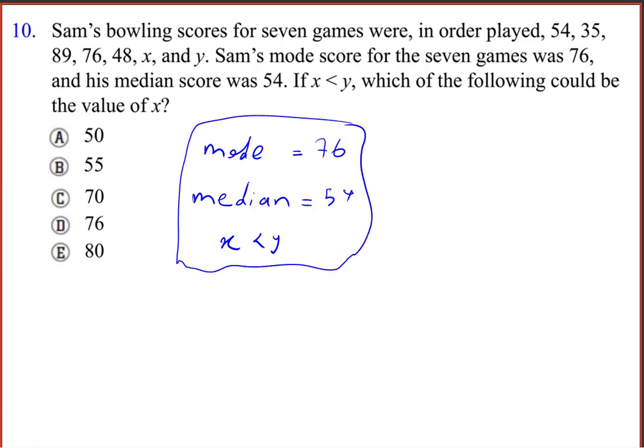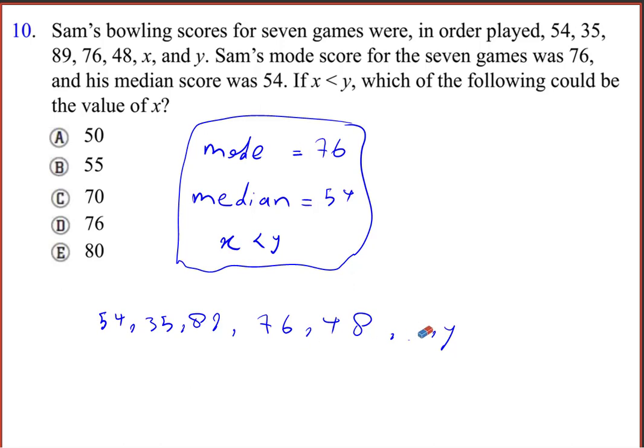Now let's solve it. We should know the definition of mode and median. If you don't know, learn it. Mode is the number that is repeated more than the other ones. Look, every number, let's write them in here: 54, 35, 89, 76, 48, and in between one of them can be X and the other one can be Y. I put just above them. Every one of them is repeated once, but it says that 76 is repeated more. So we can definitely understand that in this question we have 2 76s at least.